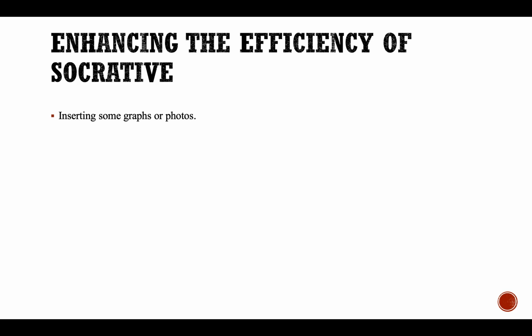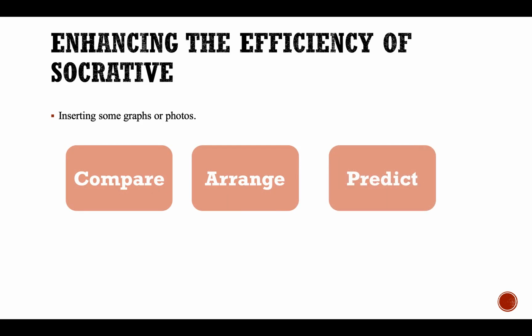The ability to insert some graphs or photos in Socrative will enhance the type of questions asked. It will help to move students up to reach high levels in Bloom's taxonomy, like evaluating and creating, because when some photos are uploaded, students can compare, arrange, and predict.